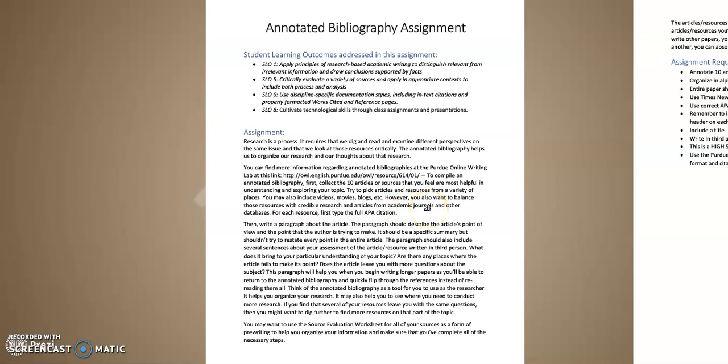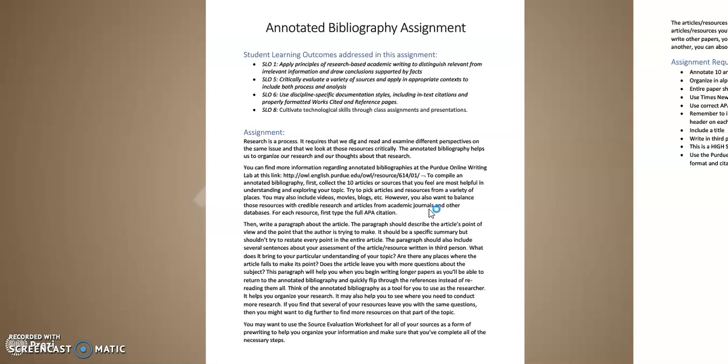For each resource, first type the full APA citation. So when you're creating an annotated bibliography, there are two components. There's the bibliography component, which is the citation. And then there's the annotated component, which is the paragraph or the summary of the source. And I'll show you an example in just a minute.